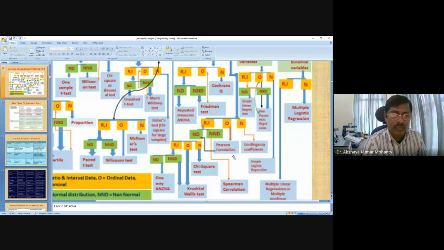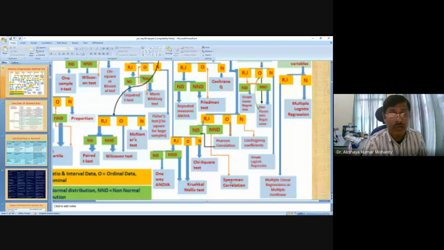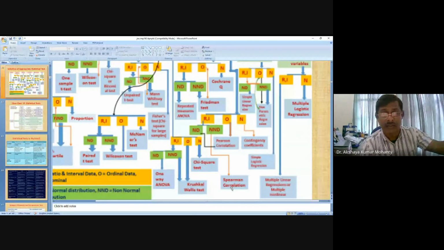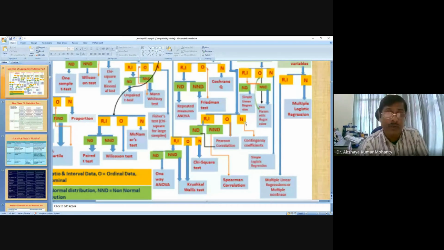Now if the distribution is non-normal, what will be done? If association is concerned, then you have to go for Spearman's correlation coefficient. Already I discussed it in the previous slide. In the previous slide I didn't talk about these scales, I talked only about variables. Now I am talking about the scales. This is the main difference between the previous slide and this slide.